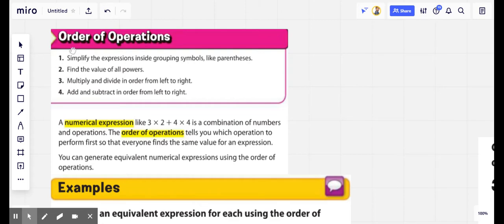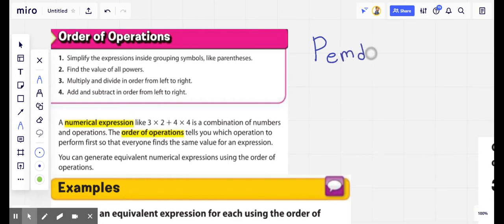Okay, so let me go over the order of operations one time. First, we remember order of operations as PEMDAS. Okay, and you can remember that: Please Excuse My Dear Aunt Sally.